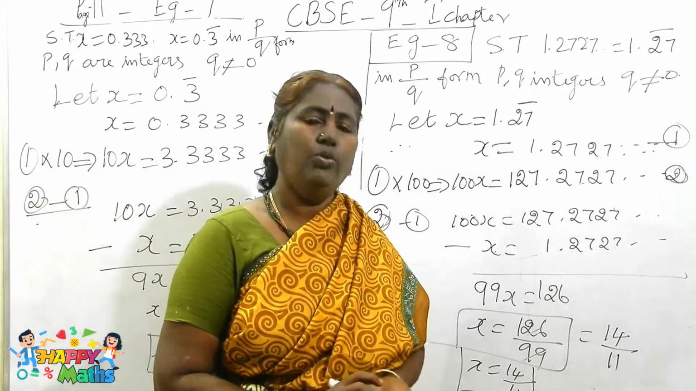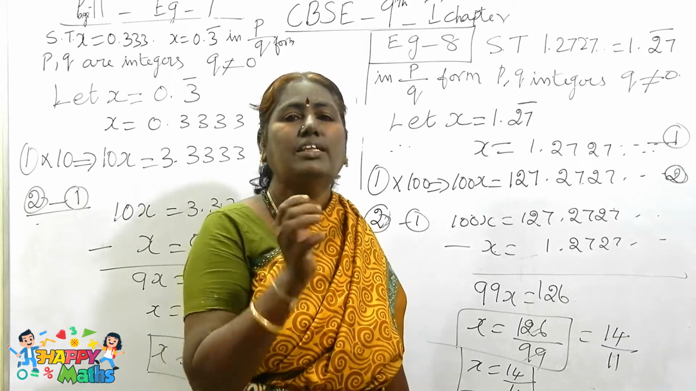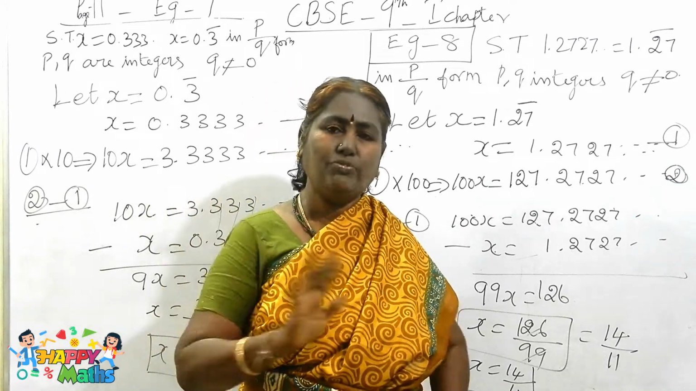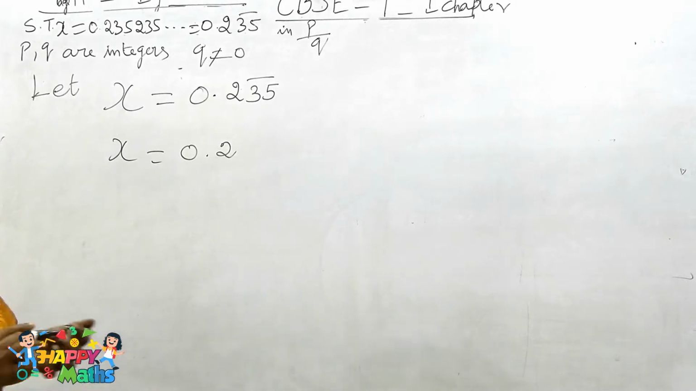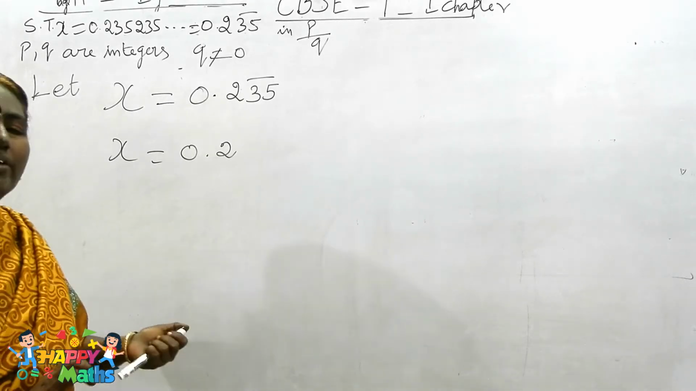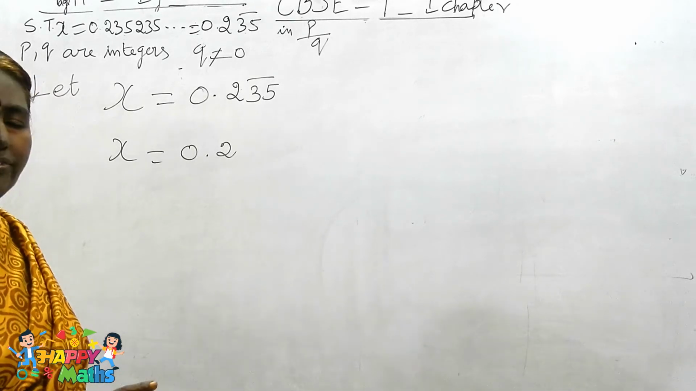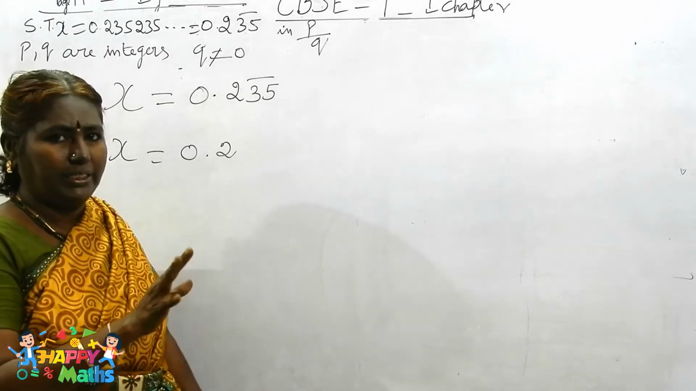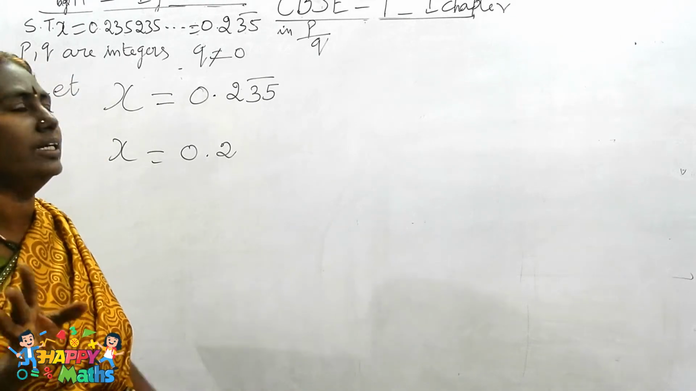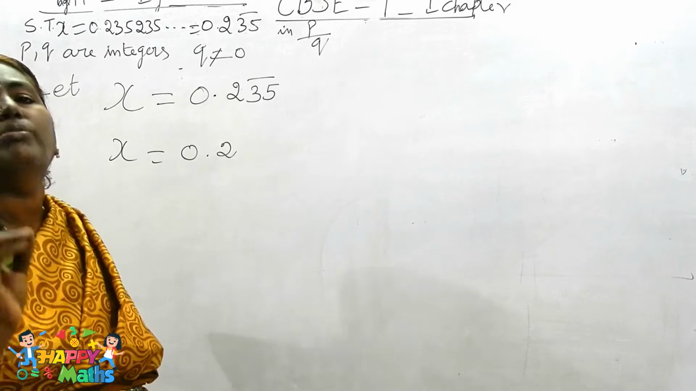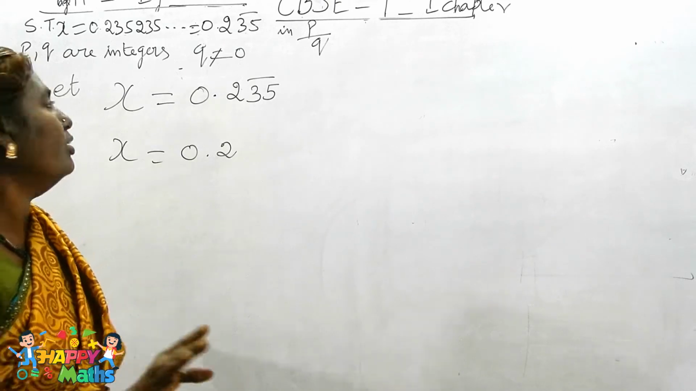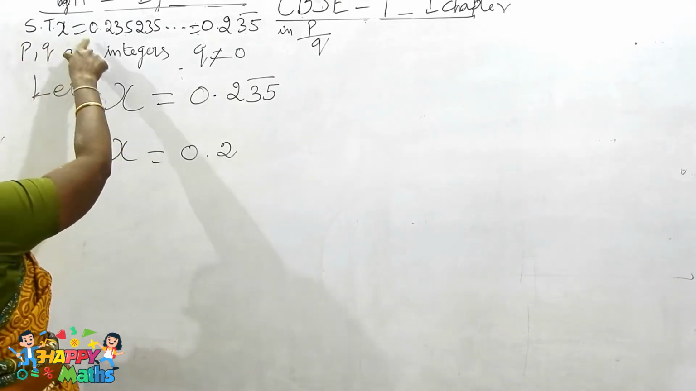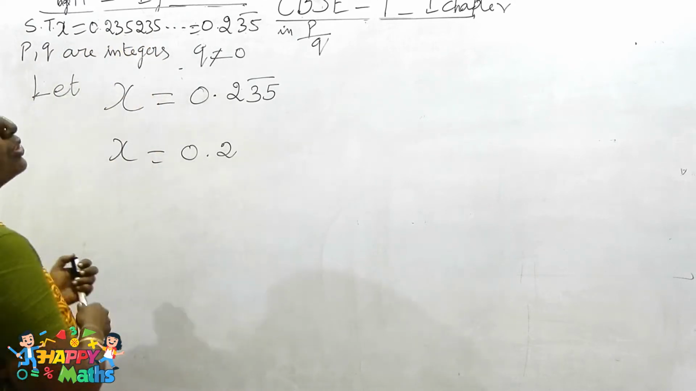So simple. Only in the third sum you will get a little doubt. So that also I will make very clear now. Okay, here this is example 9. Example 7 and 8, I think, are very clear for you: multiplying by 10 is example 7, multiplying by 100 is example 8. Only in this one you will get a little doubt, so let me clear it now. See, show that x is equal to 0.235235, it keeps on repeating.